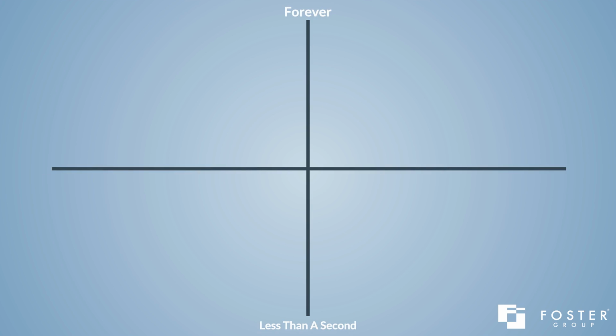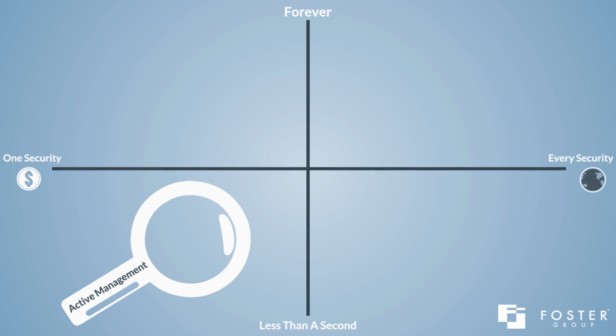The horizontal axis describes how many securities are held in the portfolio at one time. At one extreme, a portfolio holds only one security, say shares of Apple stock. On the other end of the spectrum, the portfolio holds shares of every security available to the public around the globe, maximum diversification.